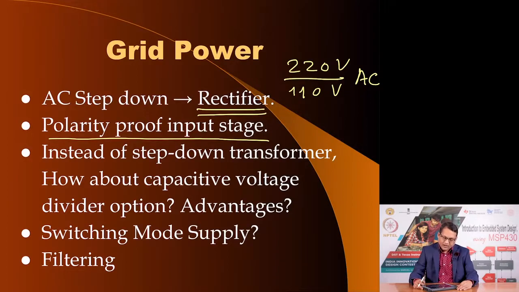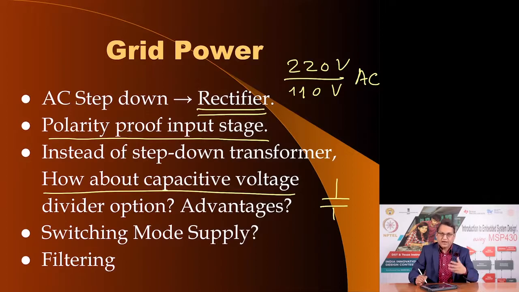Another way is that instead of using a step down transformer, which is the case in most of the situations, can you reduce the voltage by any alternative means? Because a step down transformer is bulky and expensive. Is there a way to reduce the voltage in some way? And one method that is often used is using a capacitive voltage divider. Think of it like this: if I have an AC voltage source, I can create a voltage divider using two resistors, but I can also create a voltage divider using two capacitors.